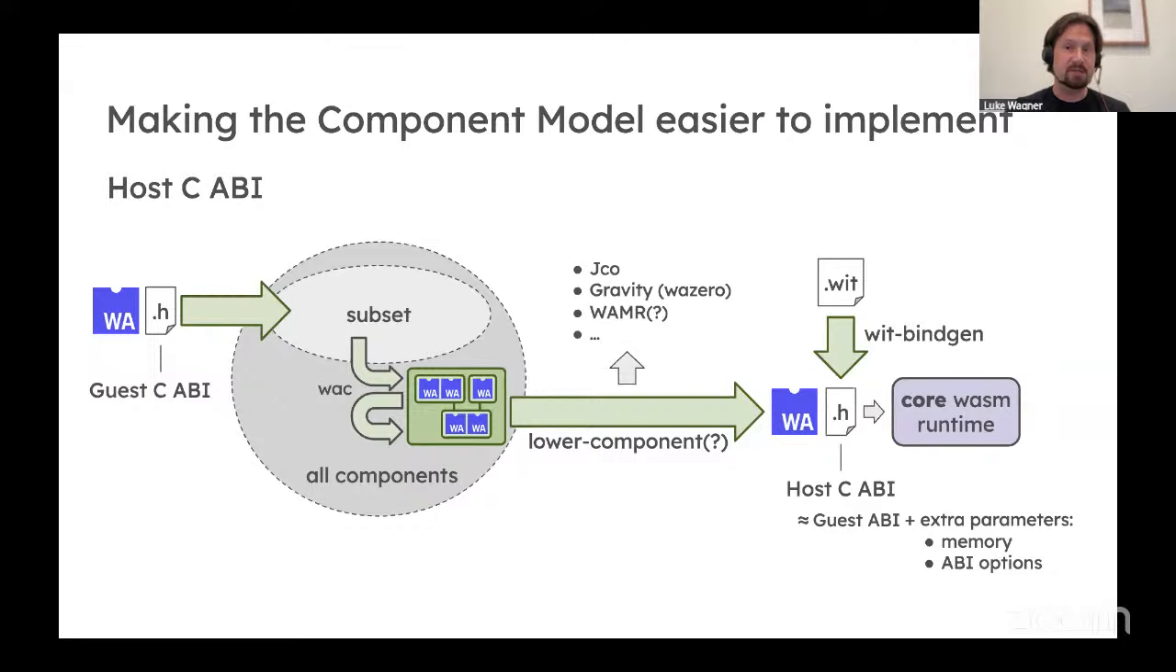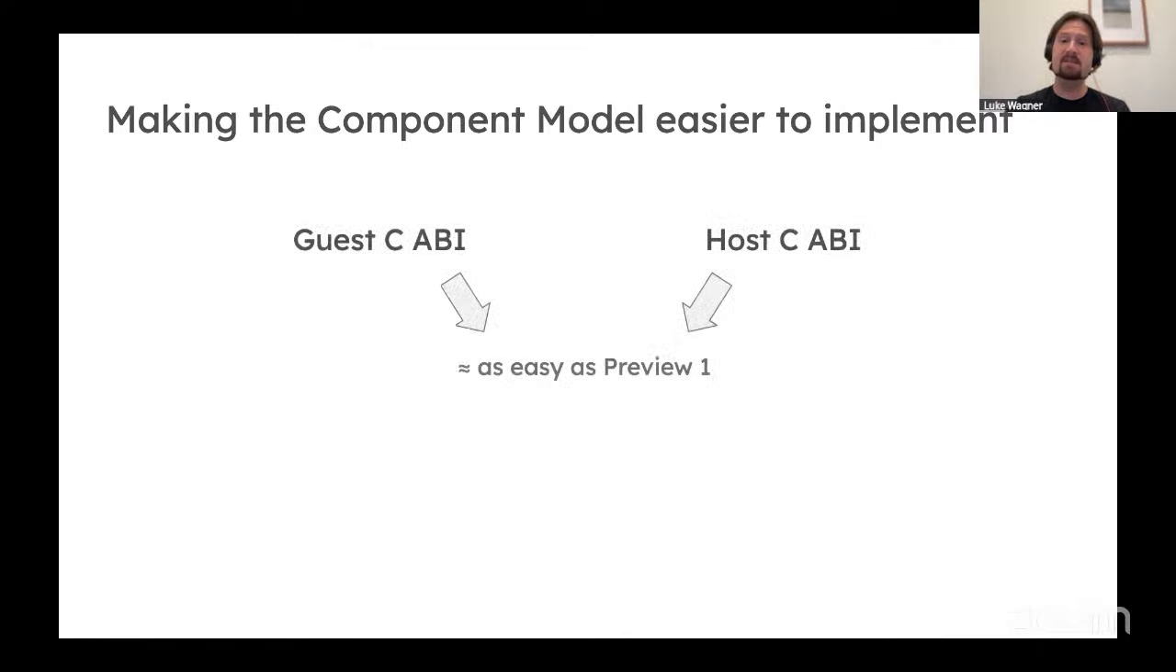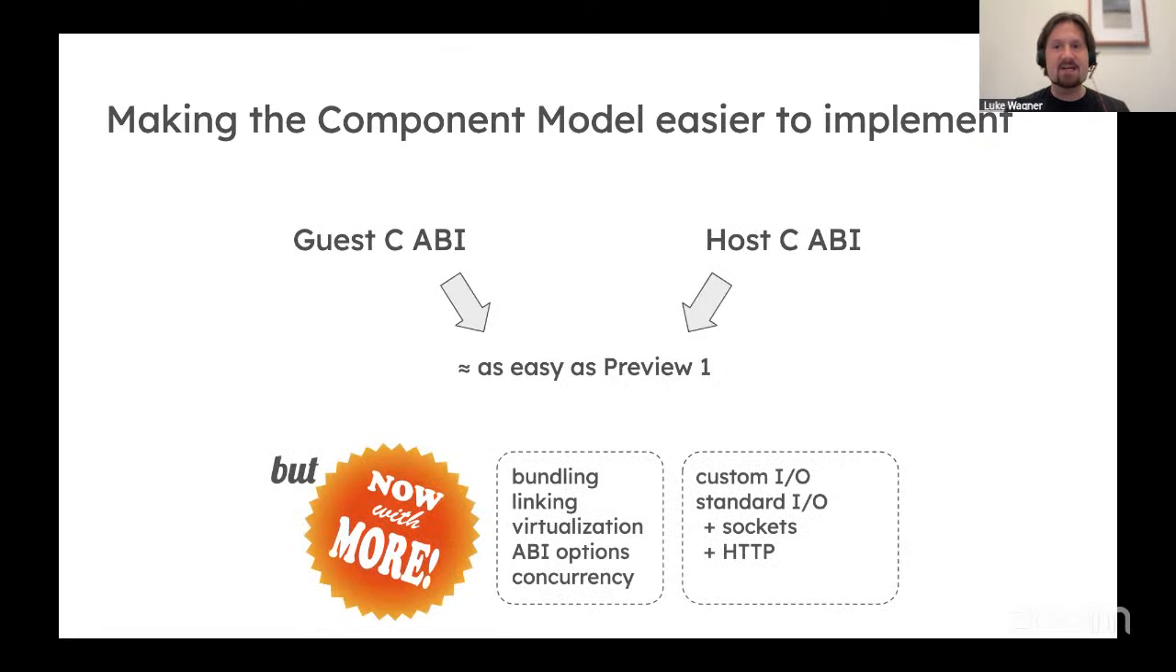And so then zooming back out, with the C ABIs and shared tools, implementing WASI and the component model should be about as easy as WASI Preview 1. And this isn't just a story of there and back again. What we've gained in this process is standardized answers to questions around bundling, linking, virtualization, APIs, and concurrency across the heterogeneous landscape of custom and standard I/O, now including sockets and HTTP. So it was worth the trip.